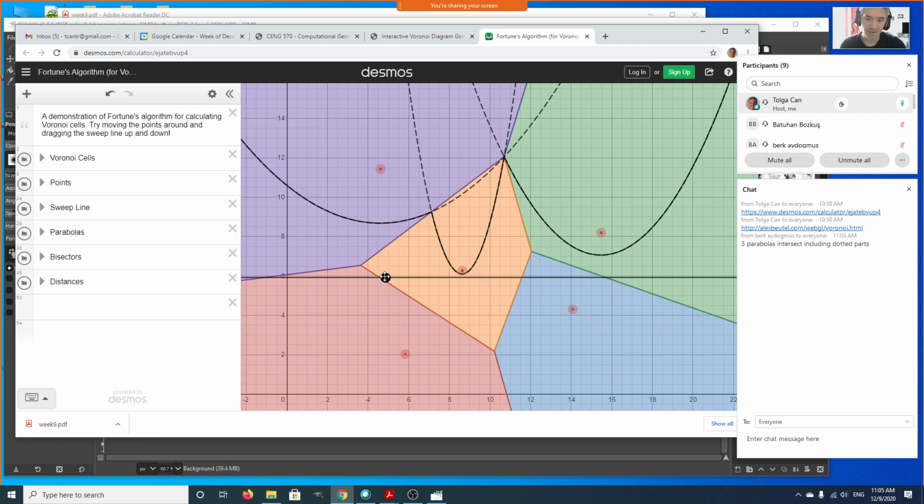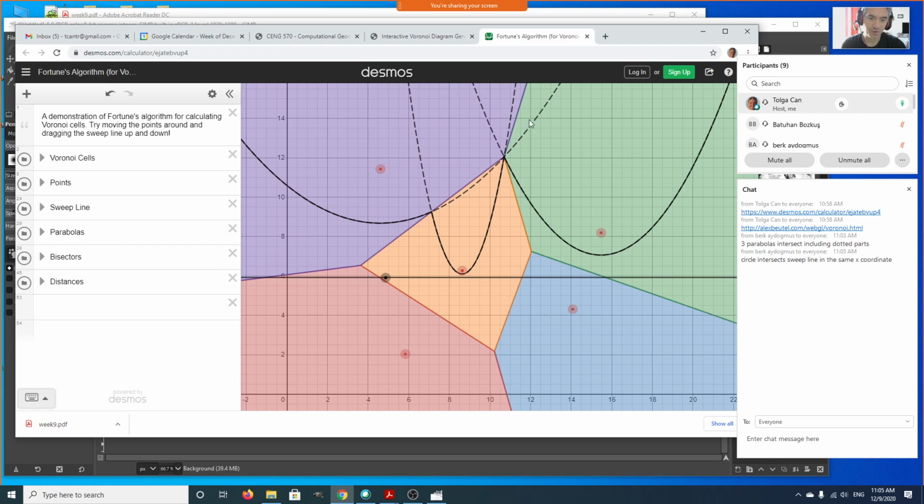But if this is also a vertex of the parabola and it disappears at that point, it means that this is also part of the boundary between the known and unknown, right? What does it mean? It means that the distance of this vertex to the sweep line is also equal to the distance of this point to the other vertices as well. Let me tell you what happens.